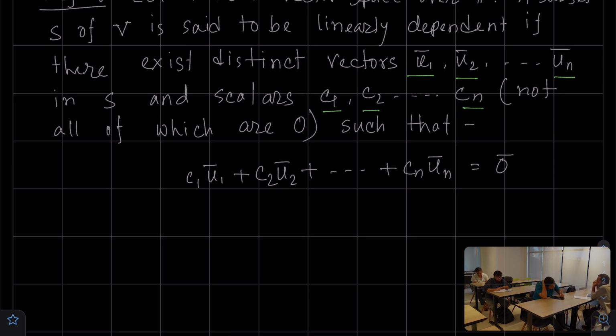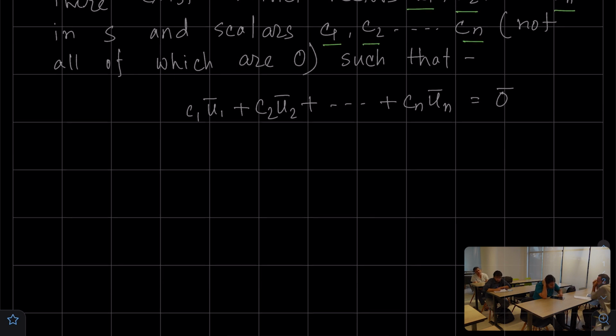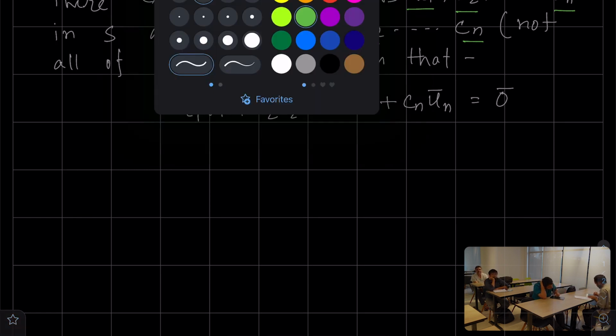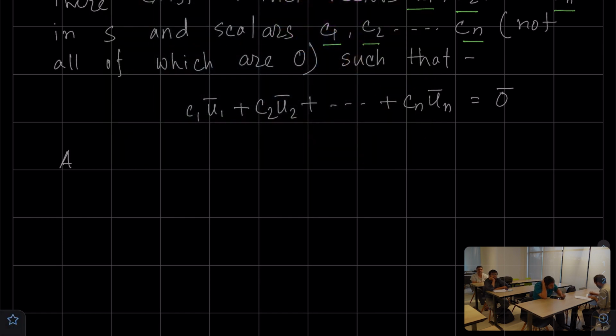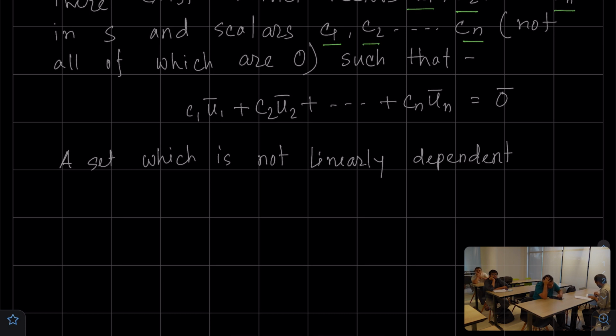Okay, so a set which is not linearly dependent is called a linearly independent set.